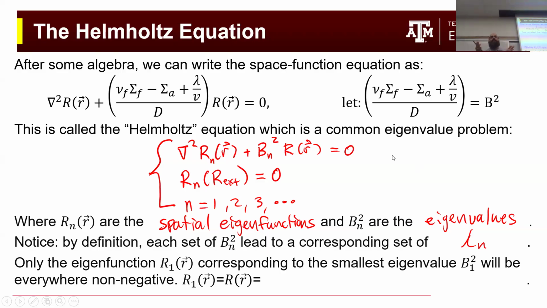And even though there's an infinite number of possible solutions that could satisfy this equation, we don't have to find all of them. There's only one eigenfunction that everywhere is going to be non-negative. And so we call that function that we care about R1. It's going to have a corresponding eigenvalue B1 squared, which happens to be the smallest eigenvalue. And we give that eigenfunction that we are looking for a special name. That's called the fundamental mode eigenfunction.